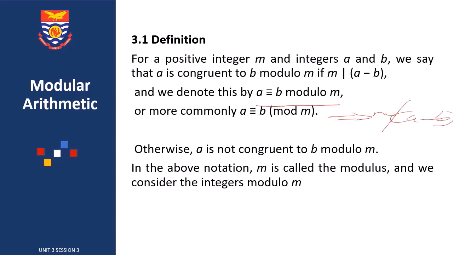Otherwise, a is not congruent to b modulo m. In the above notation, m is called the modulus, and we consider the integers modulo m. So make sure you take the definition, very, very important.